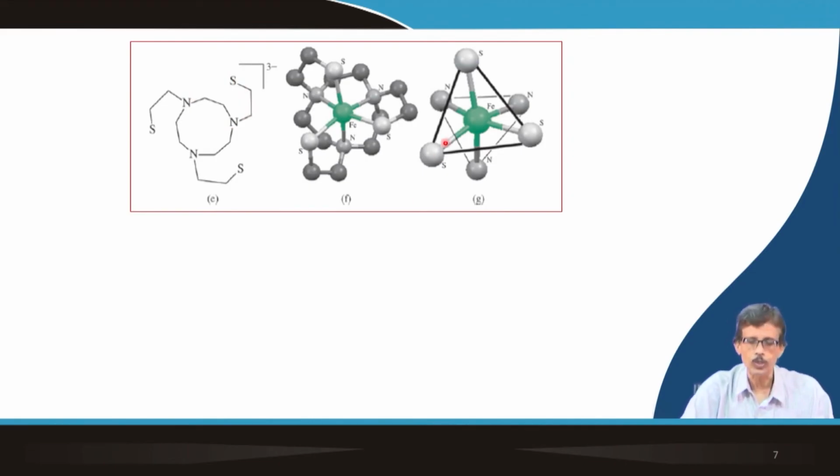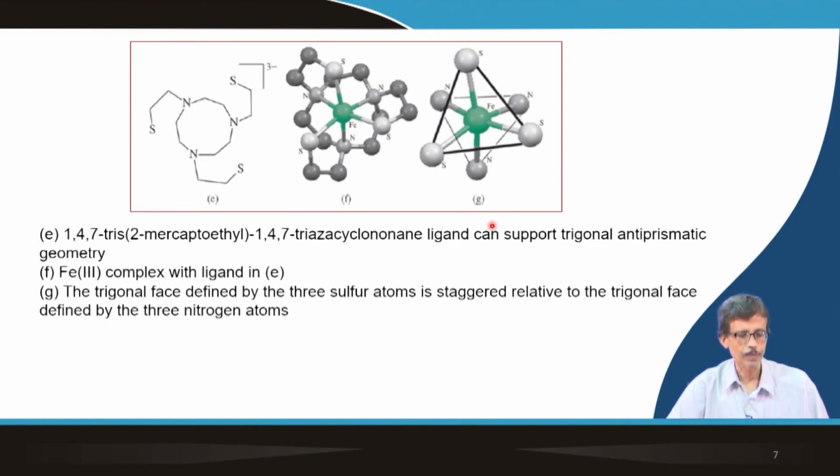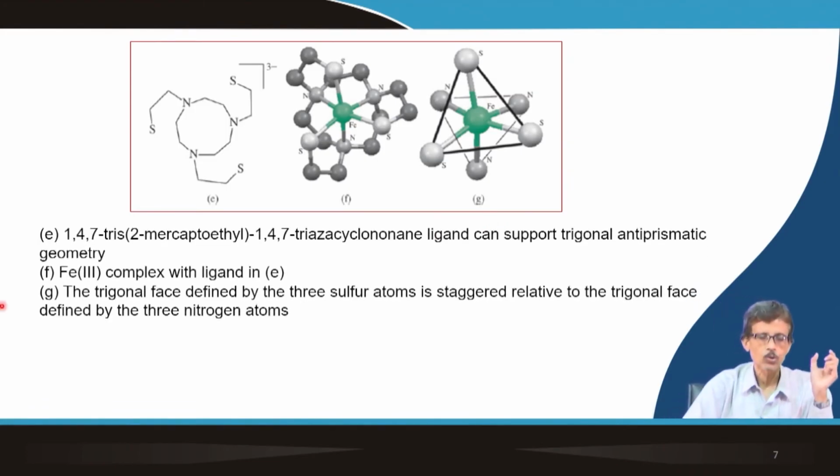When it is coordinating to the iron center, it is giving again an octahedral arrangement, and that octahedral arrangement is typically a different one, because now we find that you can have an S face and another is N face. So, what is that? It is basically a big name, try to remember the name because it is based on 1,4,7-triazacyclononane. But on 1,4,7 we have the substitutions which are 2-mercaptoethyl substitutions.